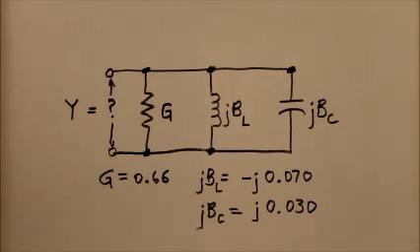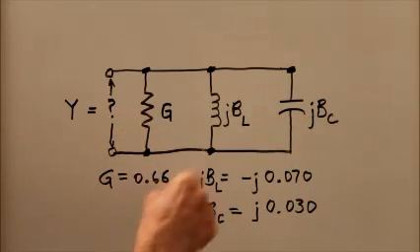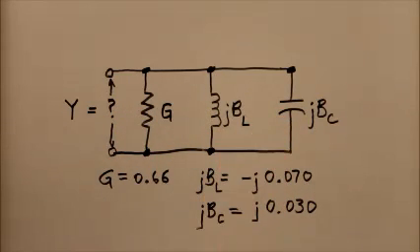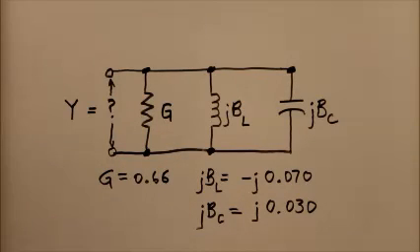Let's look at final exam question number 30, found on pages 667 and 668 of Teach Yourself Electricity and Electronics, 5th edition. According to this question, we have three components connected in parallel: a resistor, an inductor, and a capacitor. We're told that the conductance of the resistor is 0.66 Siemens.